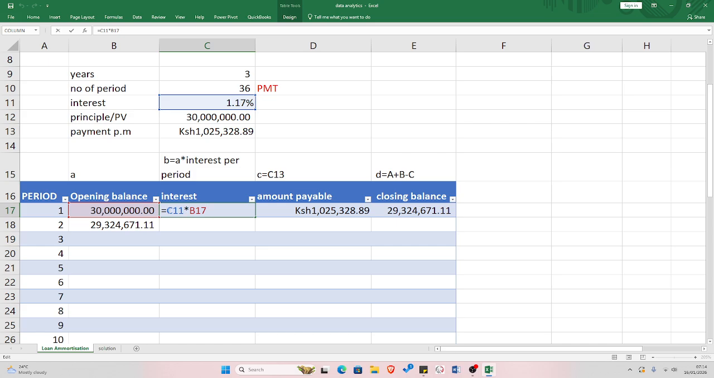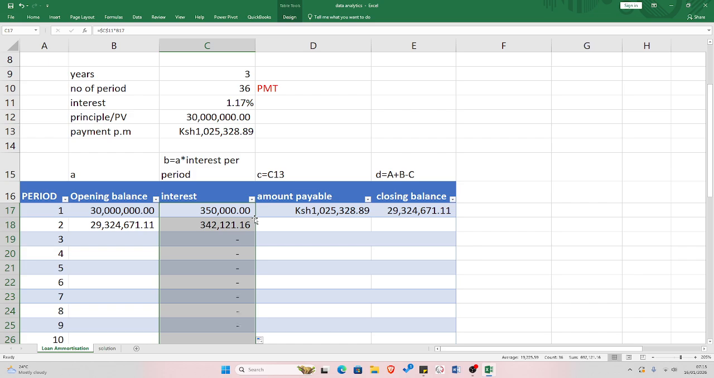So our percentage here will be C11, and we have to anchor it. I have anchored my interest. By anchoring, you put a $ sign in front of C, and also a $ sign in front of 11. So that is anchoring. Right now, if I double click, you realize the C11 is not shifting, but the B17 is shifting to B18 because I've already anchored.